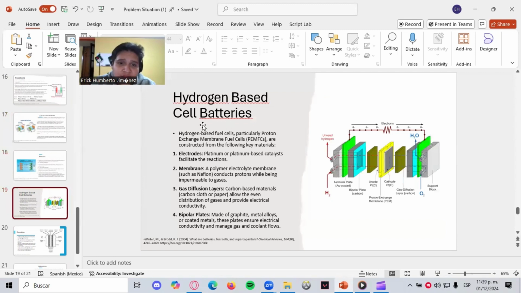They have the hydrogen-based fuel cell batteries, which are mainly based on hydrogen. The electrodes are made of platinum or a platinum-based catalyst, which facilitates reactions. Then the membrane, a polymer electrolyte membrane such as Nafion, conducts protons while being impermeable to gases. We have the gas diffusion layers, which are carbon-based materials, carbon cloth or paper, that allow the even distribution of gases and provide electrical conductivity. Finally, we have the bipolar plates made of graphite, metal alloys, or coated metals. These plates ensure electrical conductivity and manage gas and coolant flows.